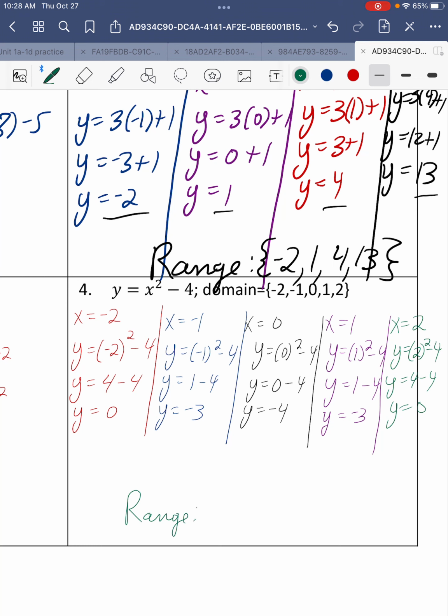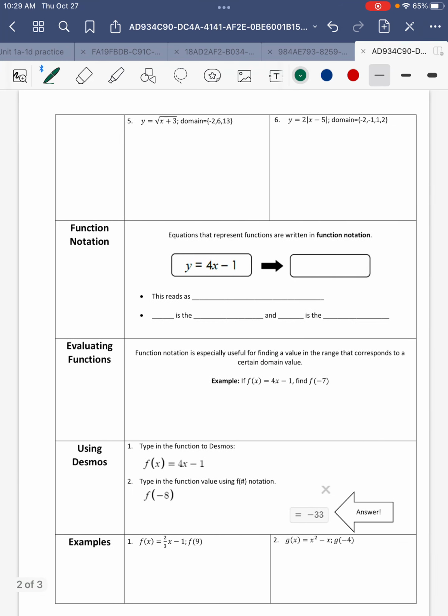So let's take a look at our range, our y values that were given from our domain. What is the smallest number? That's negative 4. Then negative 3, there's 2 of them, so we're just going to write one of them. And then it's 0. We have 2 of them, so we're just going to write 1. Do not repeat, and there's your range.